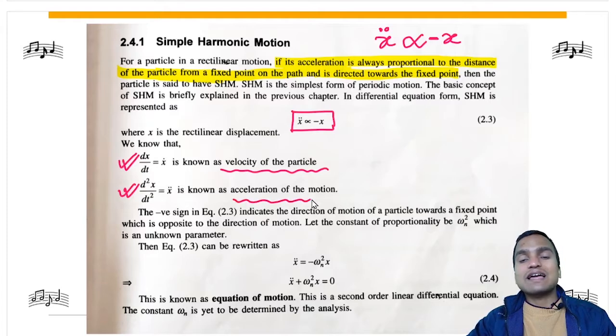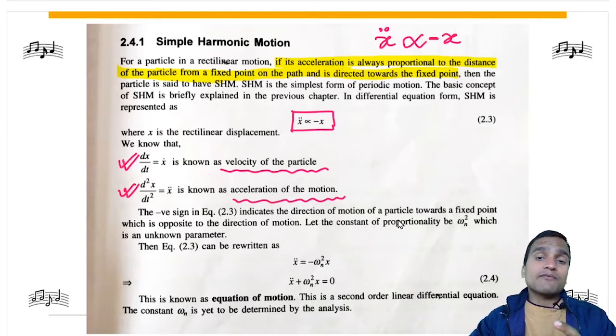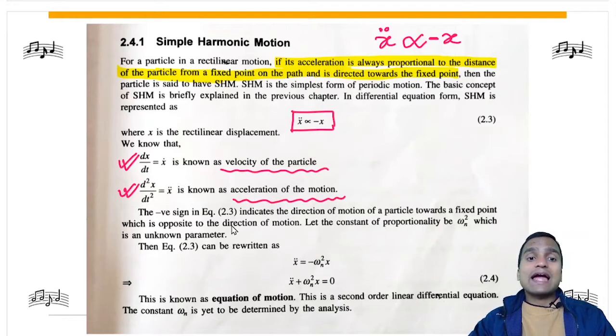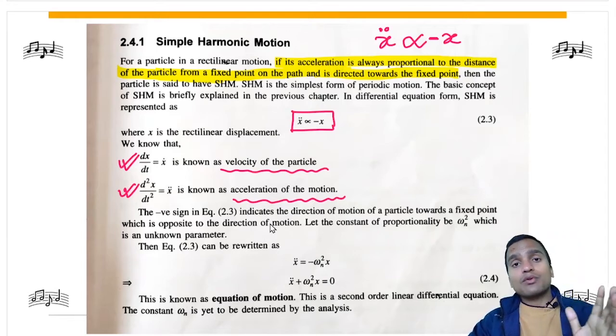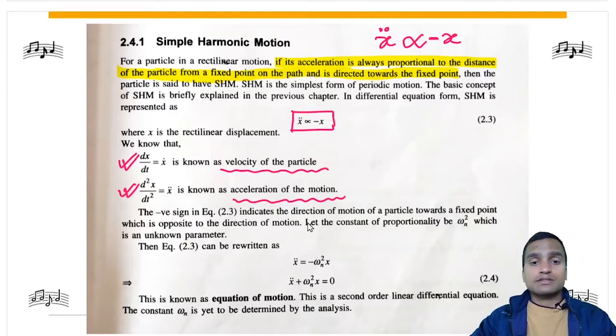This is the acceleration of motion, and the negative sign in equation 2.3 indicates the direction of motion of a particle toward a fixed point. And what is that fixed point? The equilibrium position. This is opposite to the direction of motion, as I have said. If the motion is going towards the left, the force applied on it will be towards the right, and vice versa.